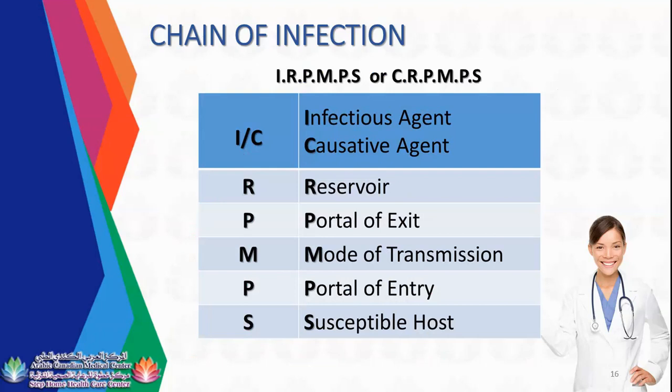So this is the summary of your chain of infection. I abbreviate it as IRPMTS so that it can be easily memorized: infectious agent, reservoir, portal of exit, mode of transmission, portal of entry, susceptible host. I put the IC on the upper part because on my exam, it did not give the words infectious agent. It says causative agent. So there may be times when you should just understand the question and the option, because sometimes we are using different vocabulary. For example, for infectious agent, they use causative agent.